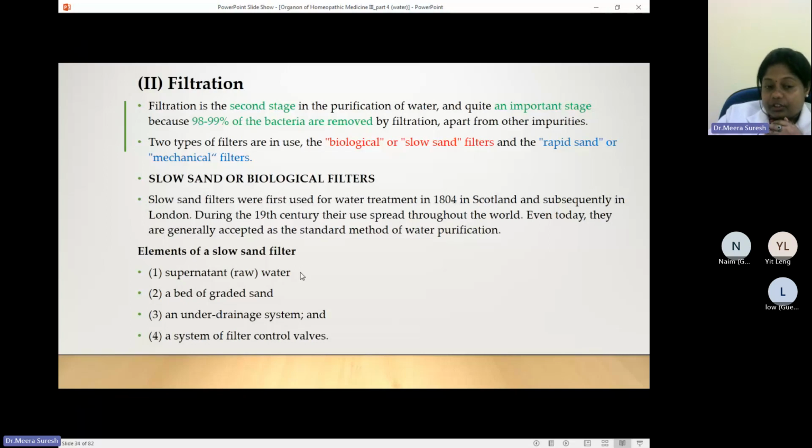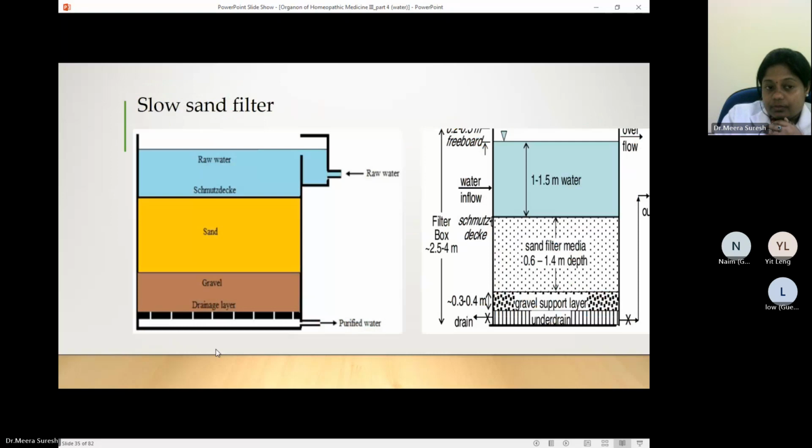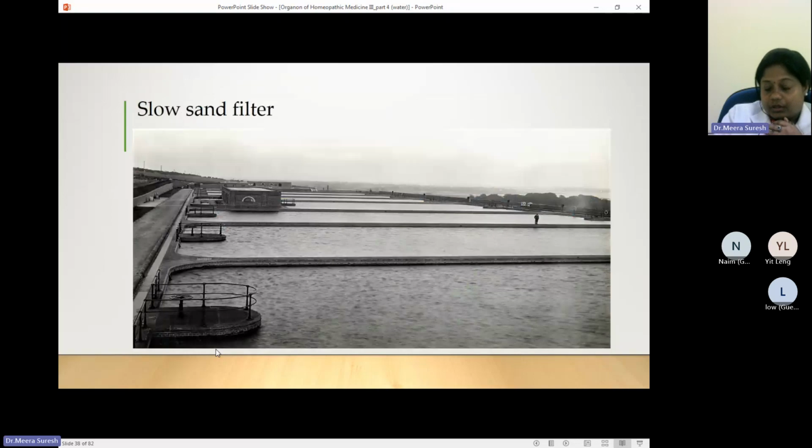Elements of a slow sand filter: there should be some supernatant or raw water, a bed of graded sand, an under drainage system and a system of filter control valves. So this will be a slow sand filter in diagram. This will be in use, the larger sized or bigger size one.